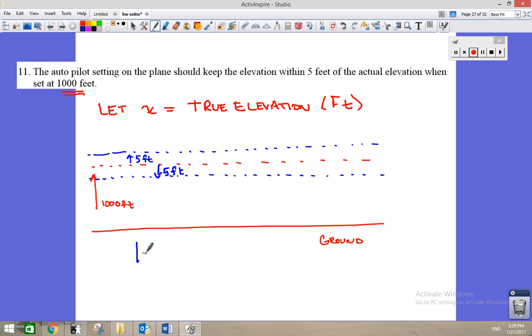So I've got x minus this ideal value, the center value of 1,000, and I need that to be within 5 feet.